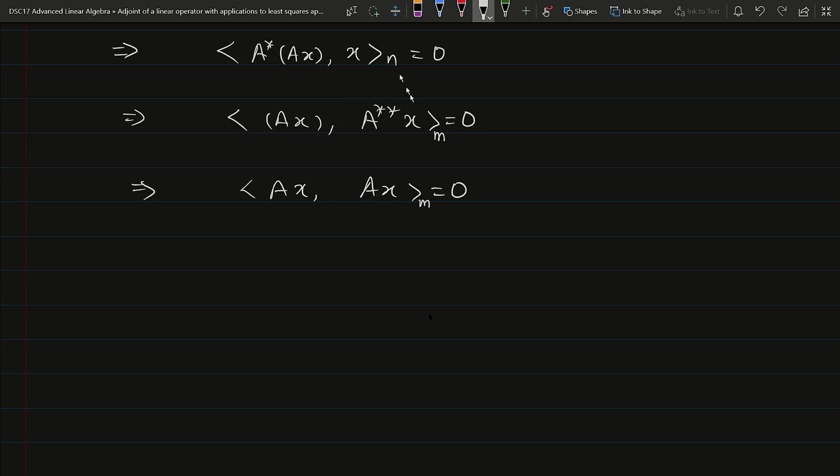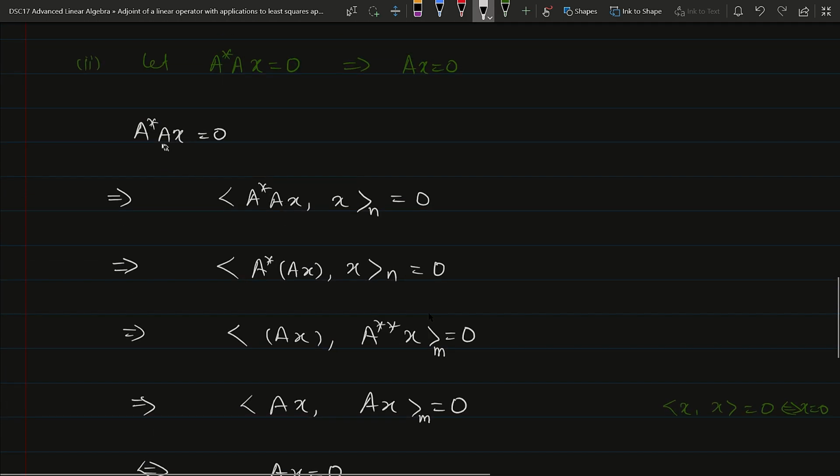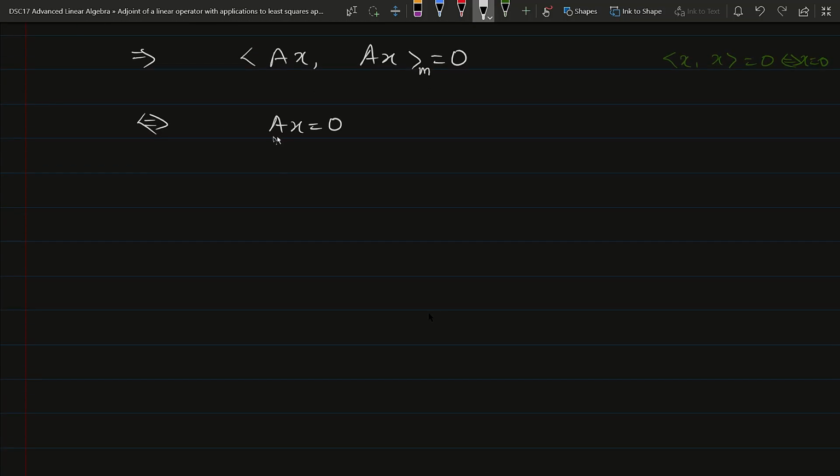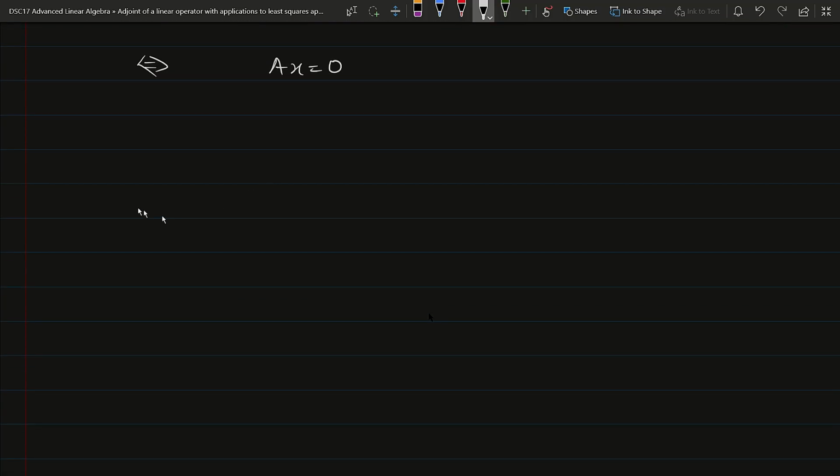ओके, ये यहाँ पर हमें बताना ज़रूरी है कि ये इनर प्रोडक्ट Fn में है, ये इनर प्रोडक्ट Fm में है. ठीक है, अब हमने ये देखा था कि अगर किसी भी वेक्टर के लिए if we are having this is equal to 0, then this is possible if and only if x equal to 0, right. So I can write this is possible if and only if A x equal to 0. यहाँ पर हमारे लिए जो इनपुट है वो A x है. So we have supposed A star A x equals to 0 and now we are able to show that A x is equal to 0.